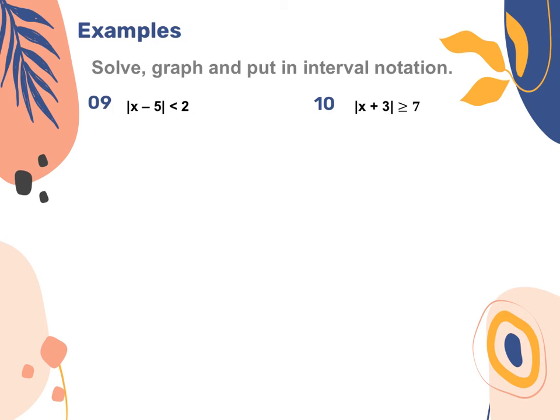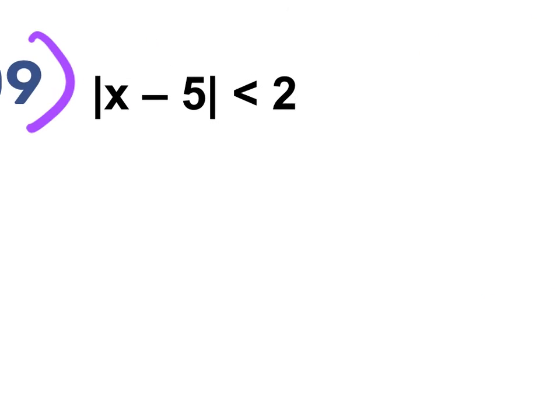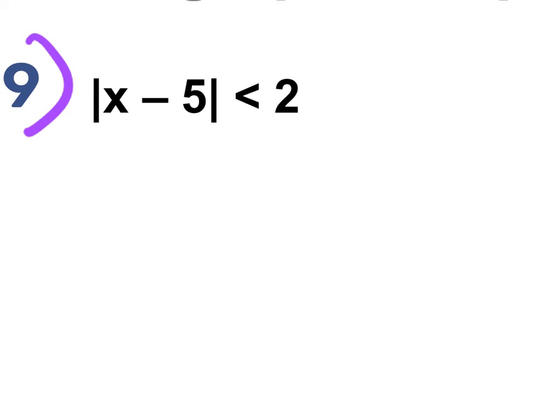So the first thing you want to look for is, is my absolute value isolated? It is, right? If there was a number on the front, I'd divide by it first. If there's a number added to it, I'd subtract it. But this is already isolated, right? So read that statement out loud. The absolute value of x minus 5 is less than 2.